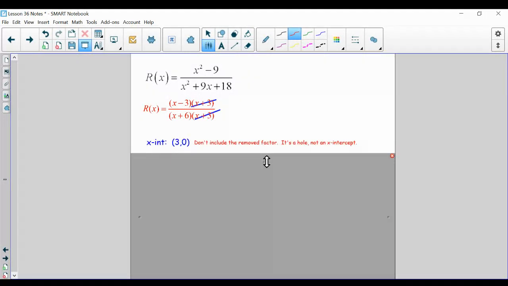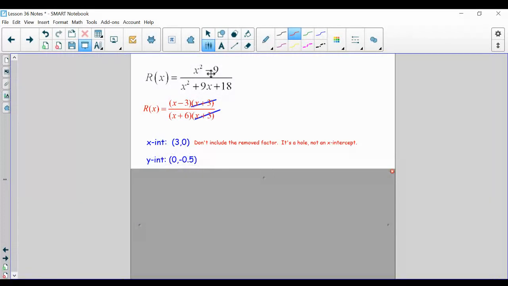So we're going to have an x-intercept at negative 3, not at positive 3 because of the matching. I think I said that backwards. We're going to have an x-intercept at positive 3, not at negative 3 because, again, of the matching right there. You don't ever include the removed factor because it's a hole, not an x-intercept.